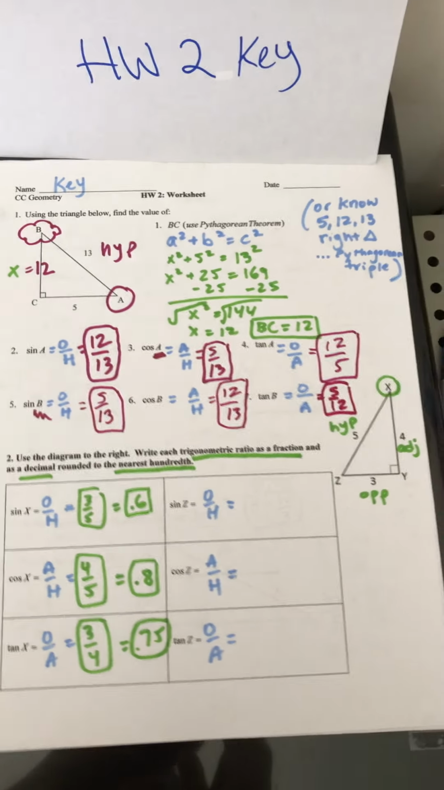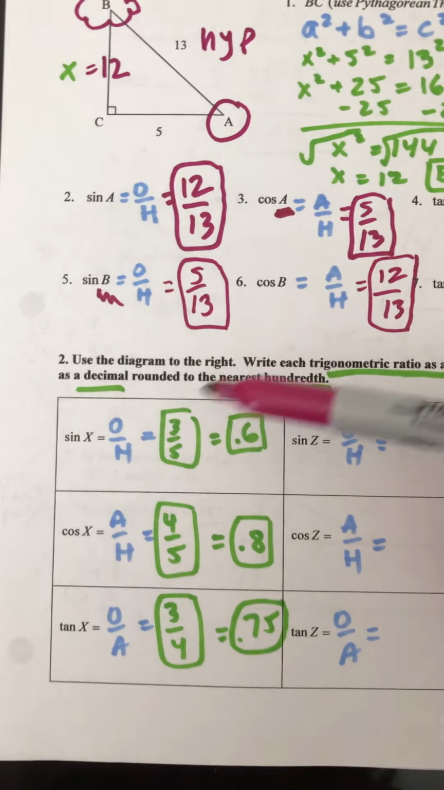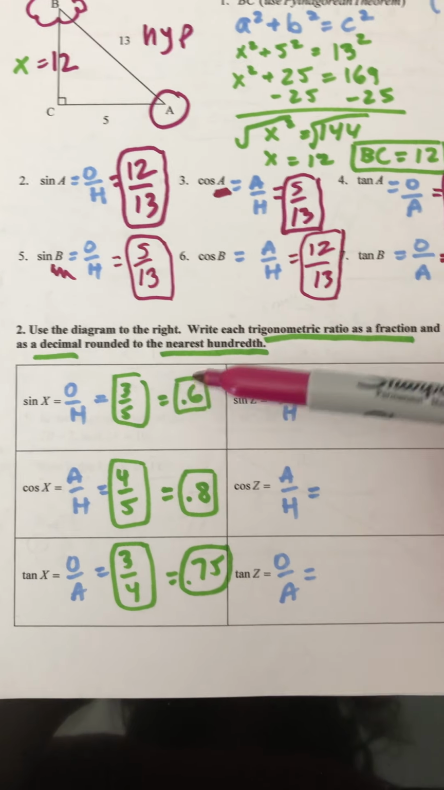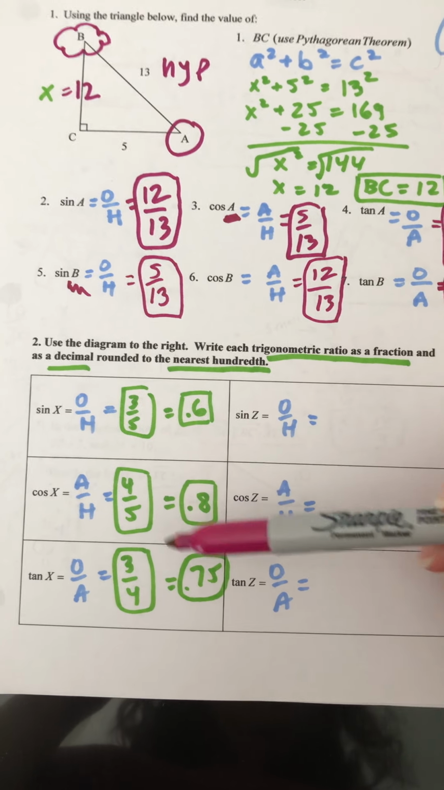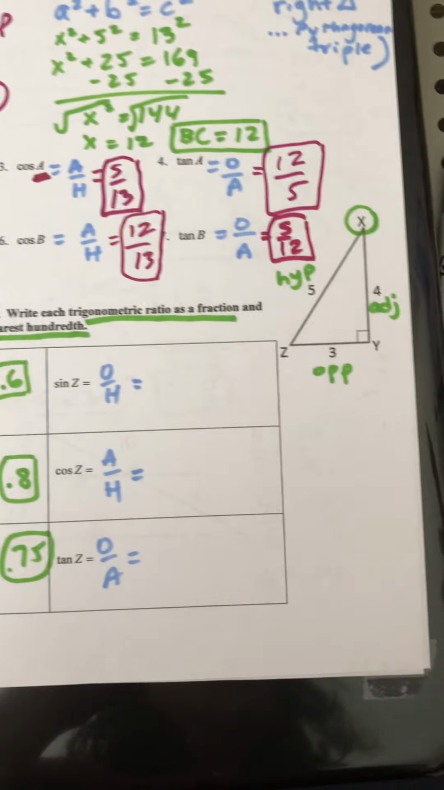Okay, for the next problem, we're doing the same thing, writing the ratios, but also writing them as fractions. So when you do all the angles with x, you have 3/5, which is 0.6, 4/5, which is 0.8, and 3/4, which is 0.75.